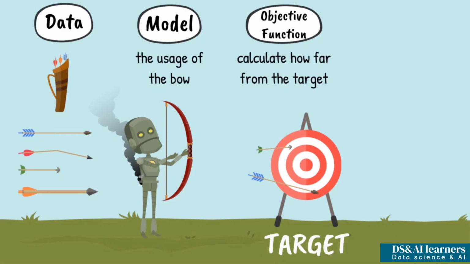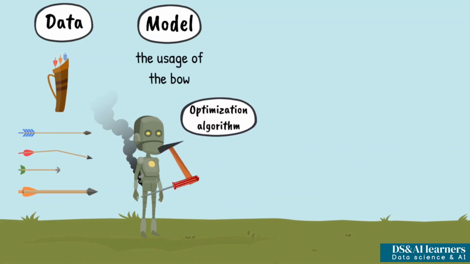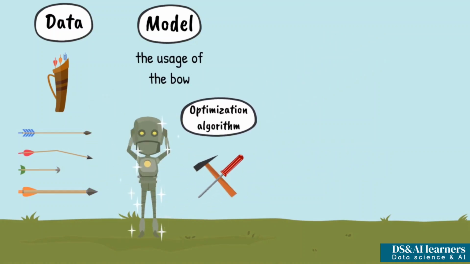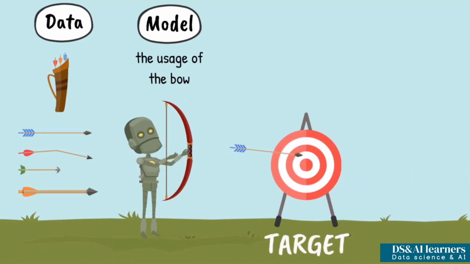Here comes the fourth ingredient, the optimization algorithm. It steps on the findings of the objective function and consists of the mechanics that will improve the robot's archery skills somehow. Its posture, the way it holds the bow, how strong it pulls the bowstring, etc. Then, the robot will take the exact same data, or arrows, and fire them once again with its adjusted posture. This time, the shots will be, on average, closer to the center of the target.